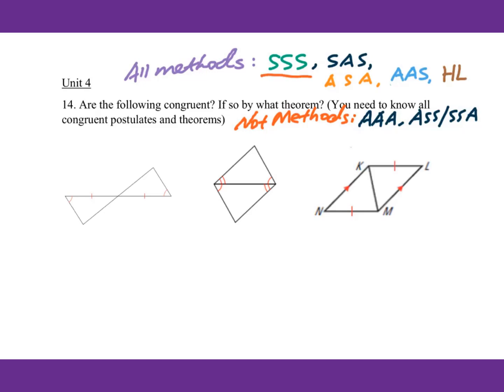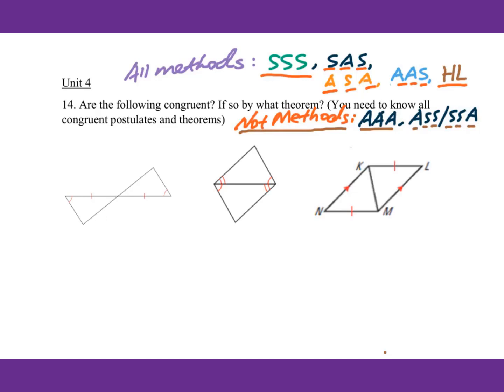3 sides equal to each other. Side, angle, side. Angle, side, angle. Angle, angle, side. For right triangles, we have hypotenuse and a leg. You need to be careful. The following are not methods. You cannot have 3 angles equal to each other, or angle, side, side, or side, side, angle. They are not methods to prove 2 triangles are congruent to each other.